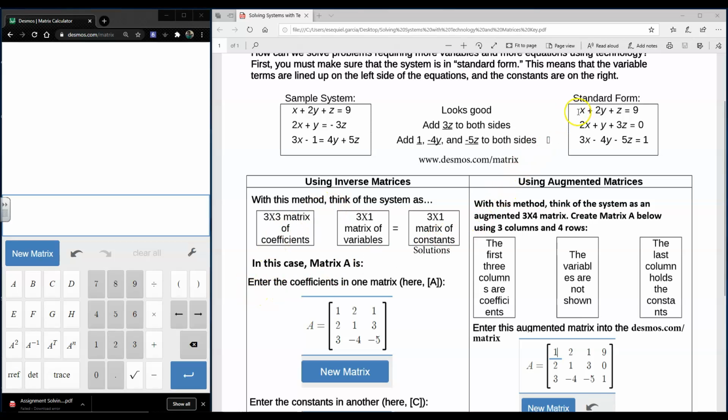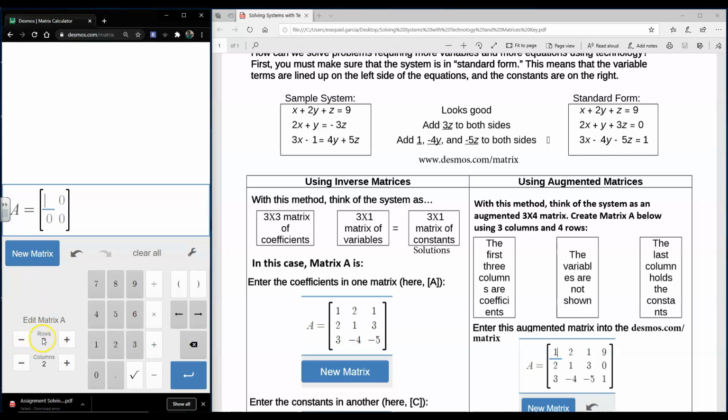What you're going to do is, if you can see the coefficients, you have 1, 2, 1, 2, 1, 3, 3, negative 4, negative 5. You're going to write that as a matrix. So click on New Matrix, and where it says rows and columns, you need 3 rows and 3 columns, and then just type in the coefficients. That's 1, 2, 1, 2, 1, 3, 3, negative 4, and negative 5.